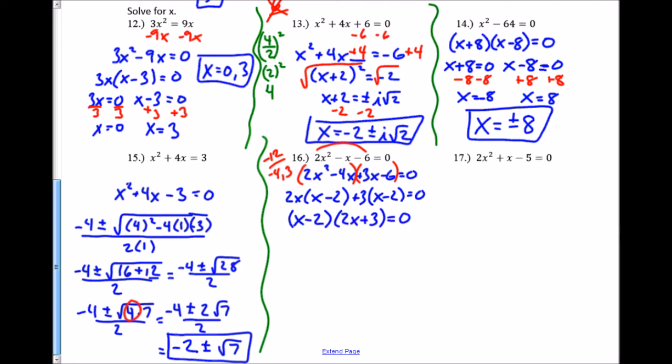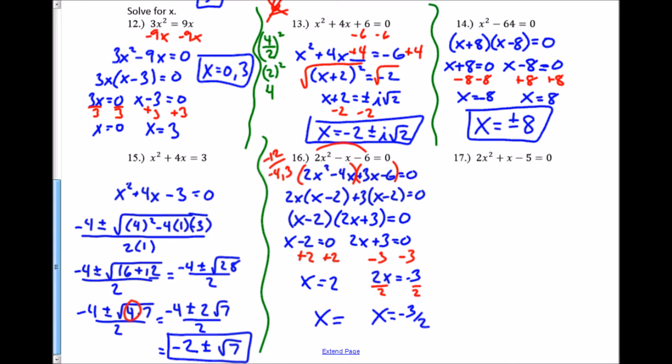And now I set each factor equal to 0. I do x minus 2 equals 0. I do the 2x plus 3 equals 0. And I solve each. Here I'm adding the 2 to each side, so I get x equals 2. Here I subtract the 3 from each side, so I get 2x equals a -3. And then I divide by the 2. So I end up with two answers here. An x equals 2 and an x equals a -3/2. Okay?